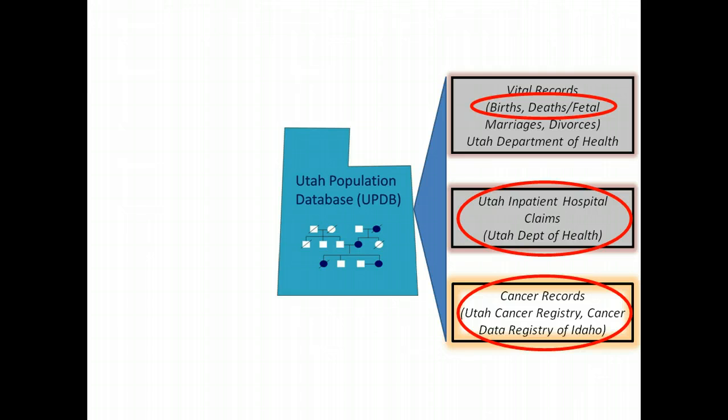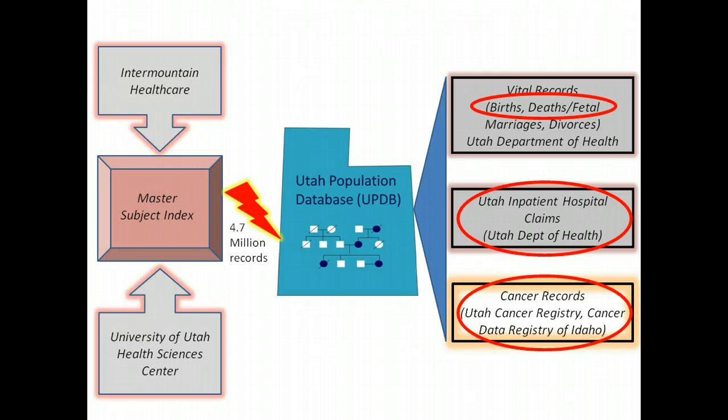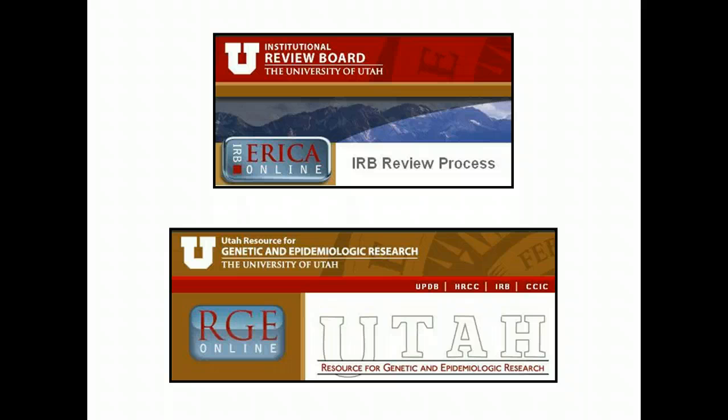Furthermore, UPDB is linked to another 4.7 million external hospital records in Utah. While UPDB does not store the external hospital records, the links and data can be utilized by approved project investigators. Because UPDB contains individual-level data, access requires approval from the IRB and RGE.